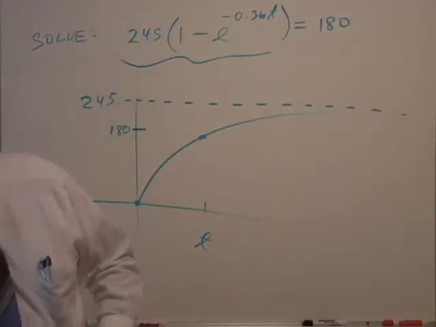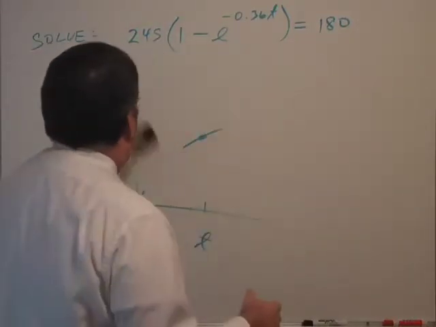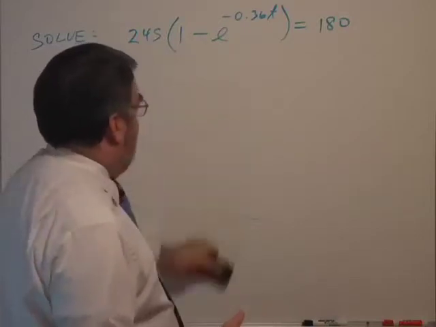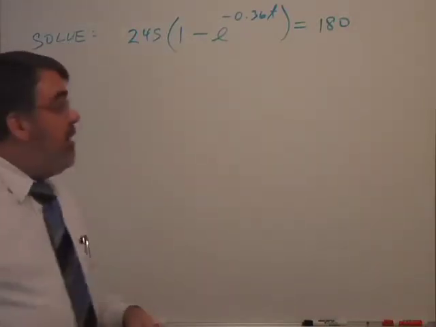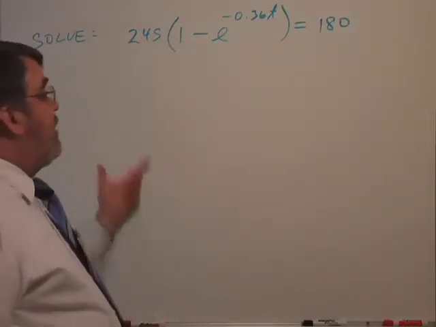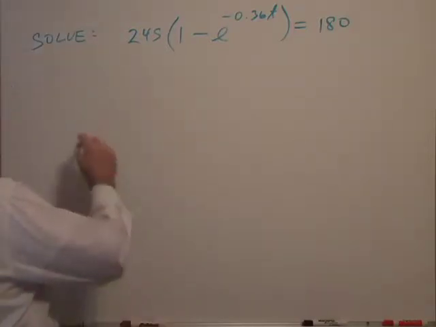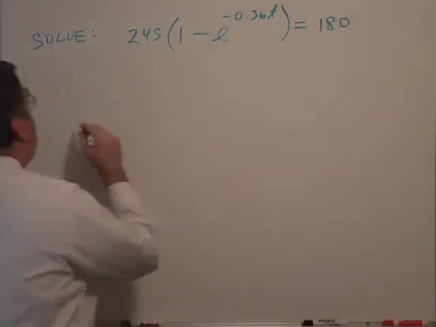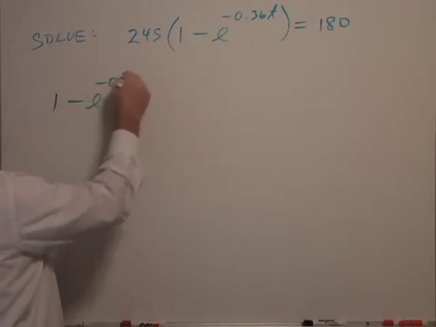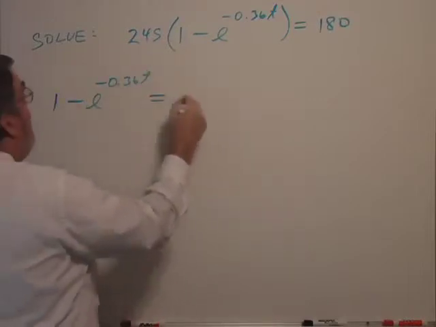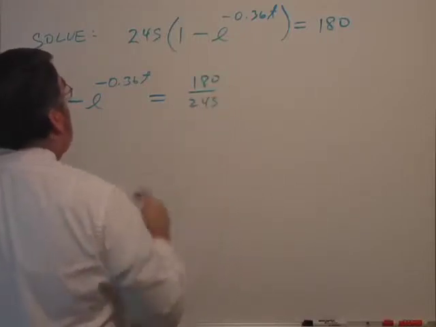All right, so let's look at the mechanics of solving this problem. And it's kind of like the last problem, except it's slightly more complicated. All right, we want to isolate, in this case, t. So first thing I'm going to do is divide by 245. So divide both sides by 245. Then we have 1 minus e to the negative 0.36t equals 180 over 245.